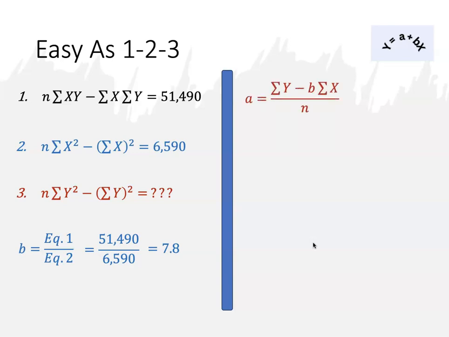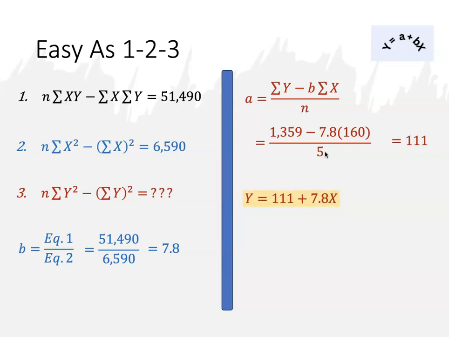a is equal to the sum of y minus b times the sum of x, over n. So the sum of y, 1,359, minus b, 7.8, times the sum of x, which is 160, all divided by n, which is 5. And that works out to 111. So we now have a is equal to 111, b is equal to 7.8. So we can write our equation. y is equal to a plus bx, means y is equal to 111 plus 7.8x.